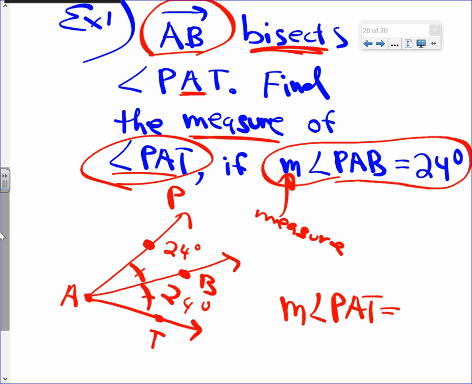again, whenever you see a little m, that means the measure. That means how many degrees it is. The measure of angle PAT is 48 degrees. We're rocking and rolling. Example 1's done.